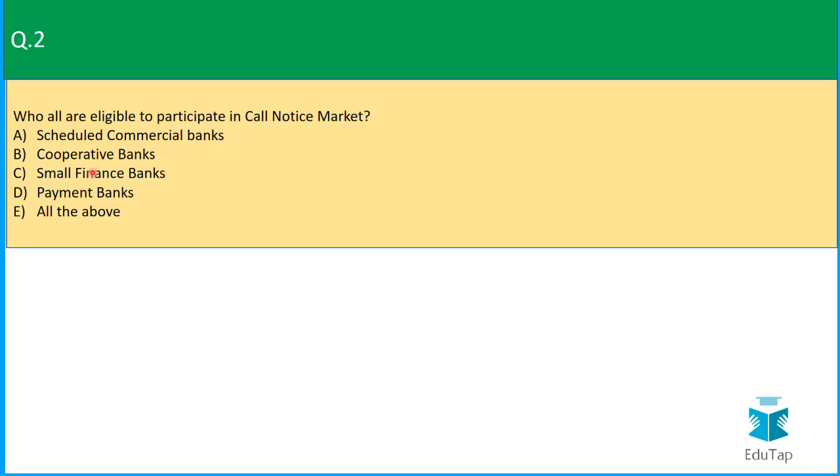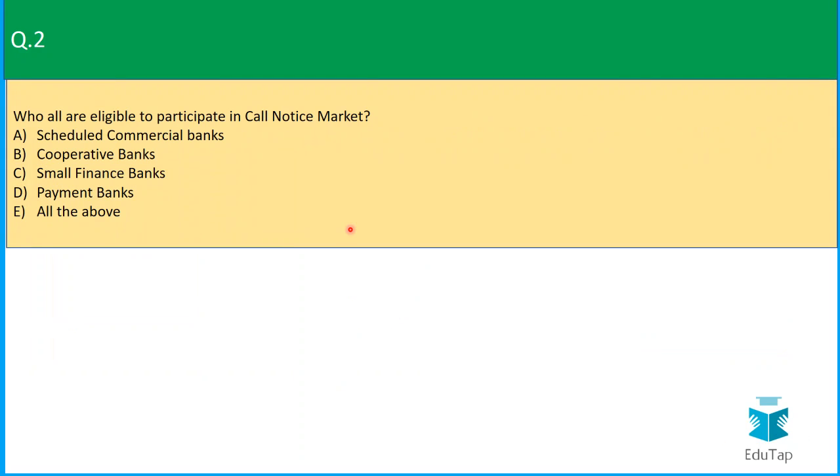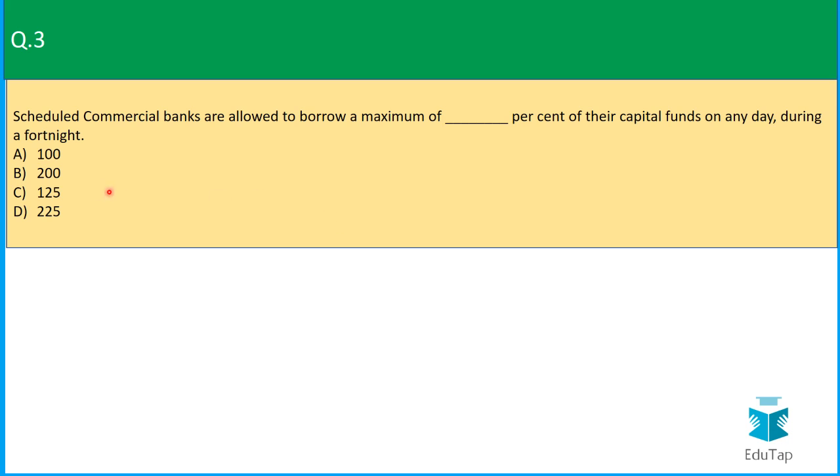In case you have forgotten, just try to remember what I explained here, right? Here we have told you that on an average daily basis, for a 15-day period, it should not exceed 15%, but on any given day, it should not be more than 125% of their capital funds. So the answer here would be 125%.